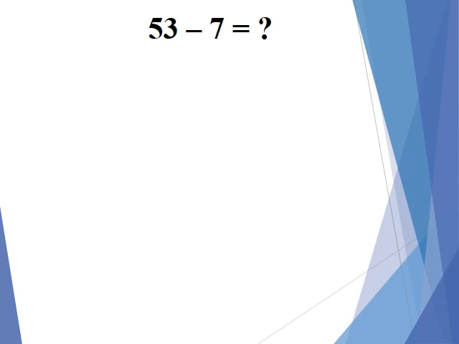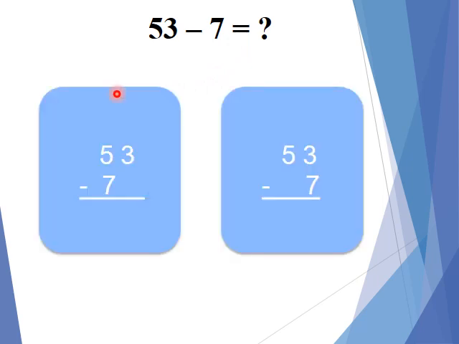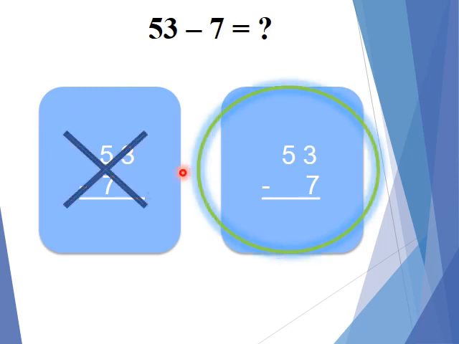Let's try another subtraction problem using the vertical format. What is 53 minus 7? To find this difference, let's rewrite the subtraction in vertical format so we can line up the tens and the ones digits. Which way shows how to rewrite this subtraction problem? Good job, it's this one because the 7 belongs in the ones column.